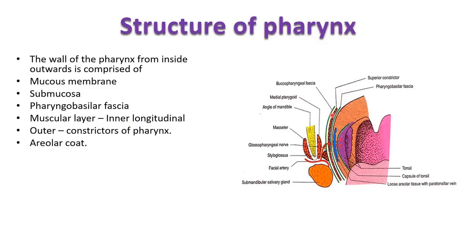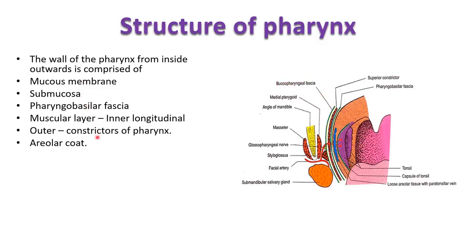Then followed by that you have another fascia, which is called the areolar coat, because we cannot strictly call it a fascia. It is loosely attached to the external surface of the muscle of the pharynx, and it is also ill defined. That is called the areolar coat, and it is referred to by some authors as the buccopharyngeal fascia.